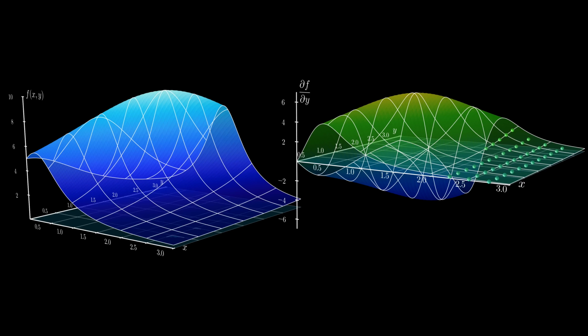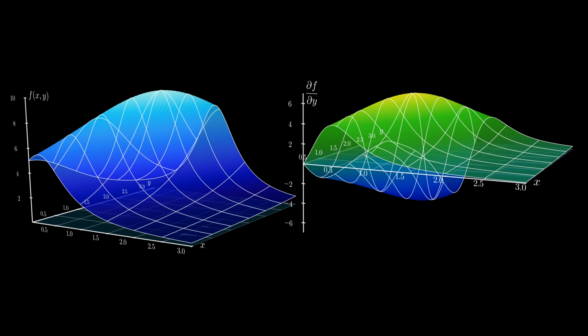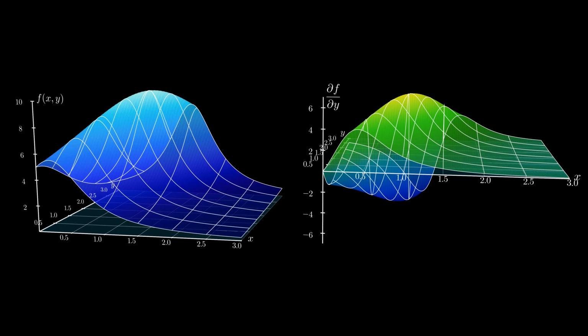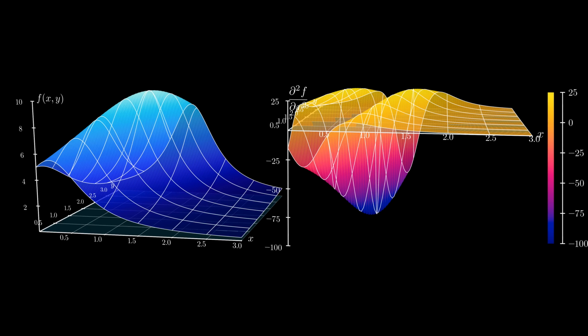So if the first partial derivative of a function is the slope of that function, then is the second partial derivative of the function still the curvature or convexity of that function? Let's take a look at the second partial derivative of f with respect to x to see.